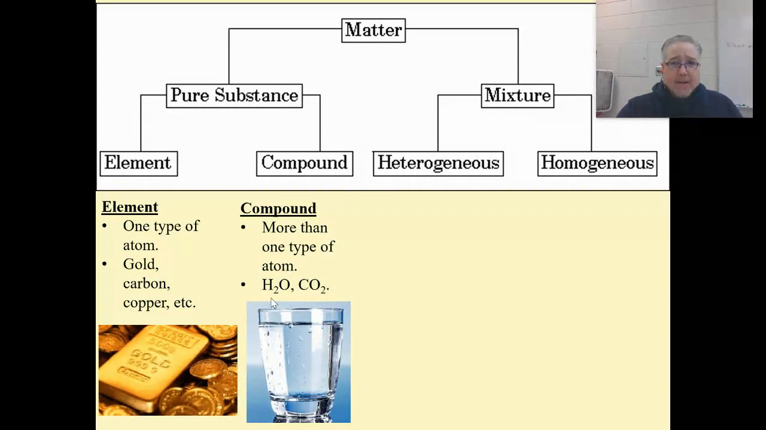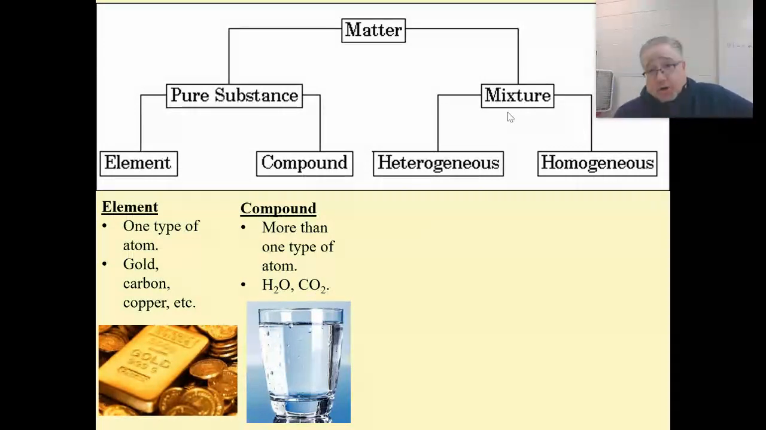Whenever we are distinguishing compounds, we write formulas for them, like H2O, CO2, NaCl, glucose, C6H12O6. Compounds have formulas. Remember that. If you see a formula, it's a compound no matter what. CO2, a good example of a compound.